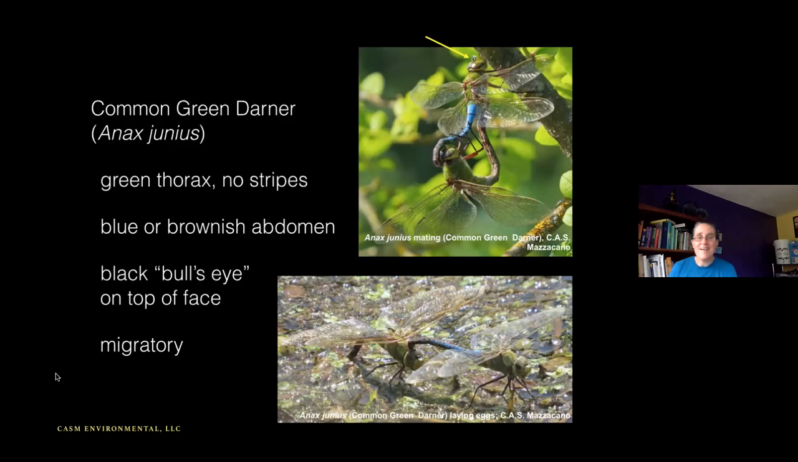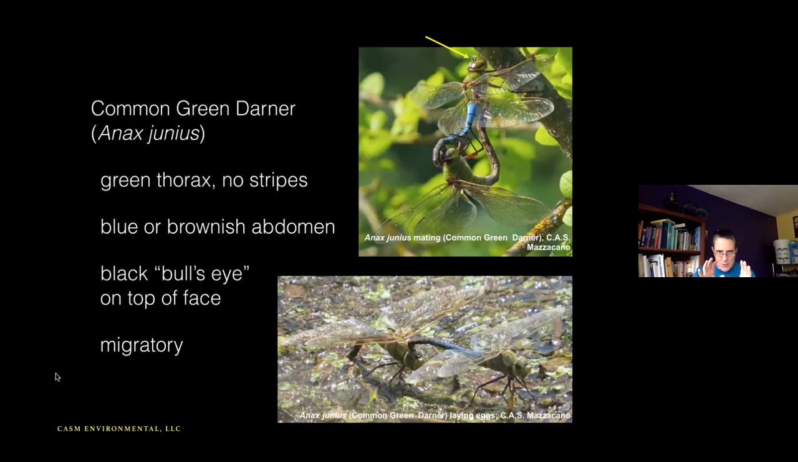Yeah. So common green darners, these are one of the harder ones to photograph, because everybody has a photo that looks like the one on the top or the one on the bottom, because the only time these guys slow down is when they are copulating or when they are laying eggs. So there are photos that look like carbon copies of each other taken by different people in different habitats of the same species doing the same behavior, right?